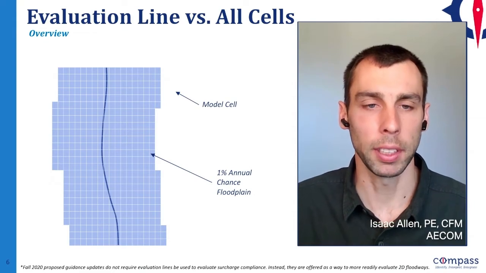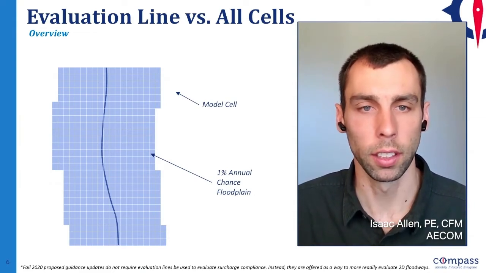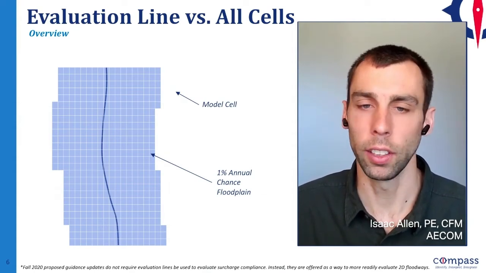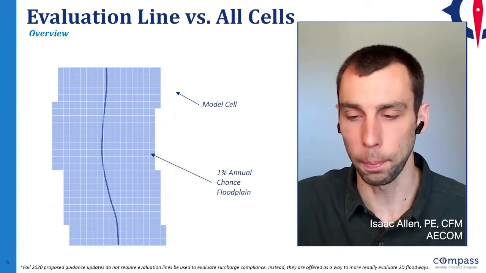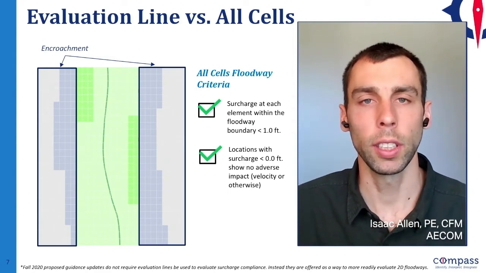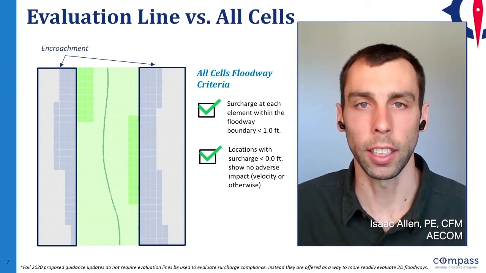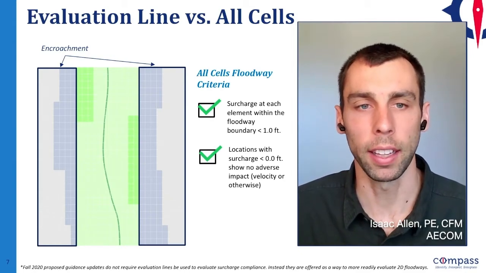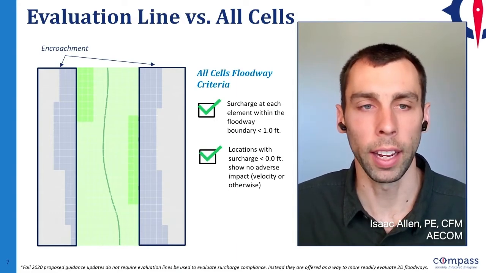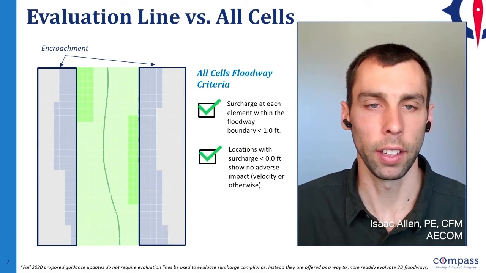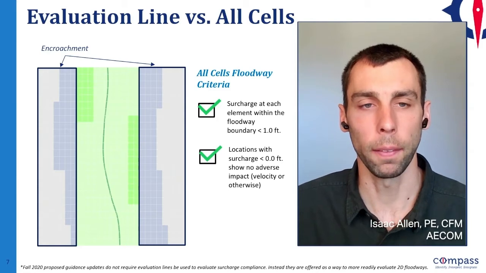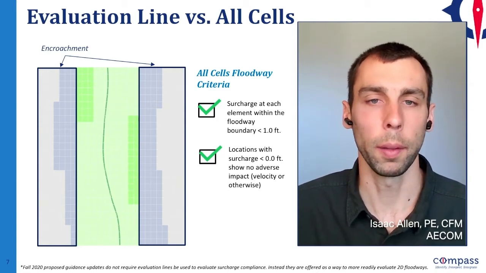The image on the screen here represents a basic 2D model results, where you can see a number of different model cells, as well as the cells that are included within the 1% annual chance floodplain in blue. With the all cells approach, essentially what's happening is that your floodway surcharge is evaluated at each model element that's within your identified floodway area. As with the 1D floodway, you identify the location, the area that represents your encroachments. Those encroachments are then applied to your model, and the model is run with the base flood discharge.